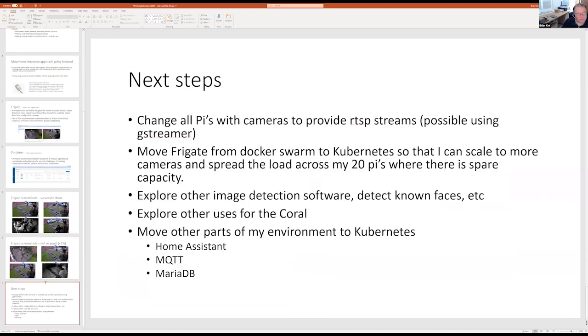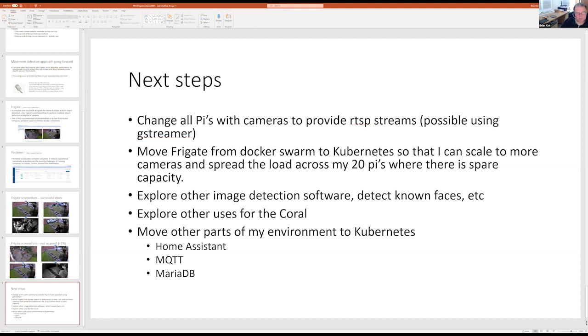So just next step, I'm looking to change all my Pis to provide RTSP streams. I've looked at various options for that. I'm having a few challenges around doing that, as some of you will know. In Bullseye, the way that the cameras work is slightly different. There's some backward compatibility, but I'm trying to get it to work with the new camera drivers and produce an RTSP stream. So it's a little bit more complicated. I do want to run it as a Docker instance. I've had some success with that, but I've still got a way to go.